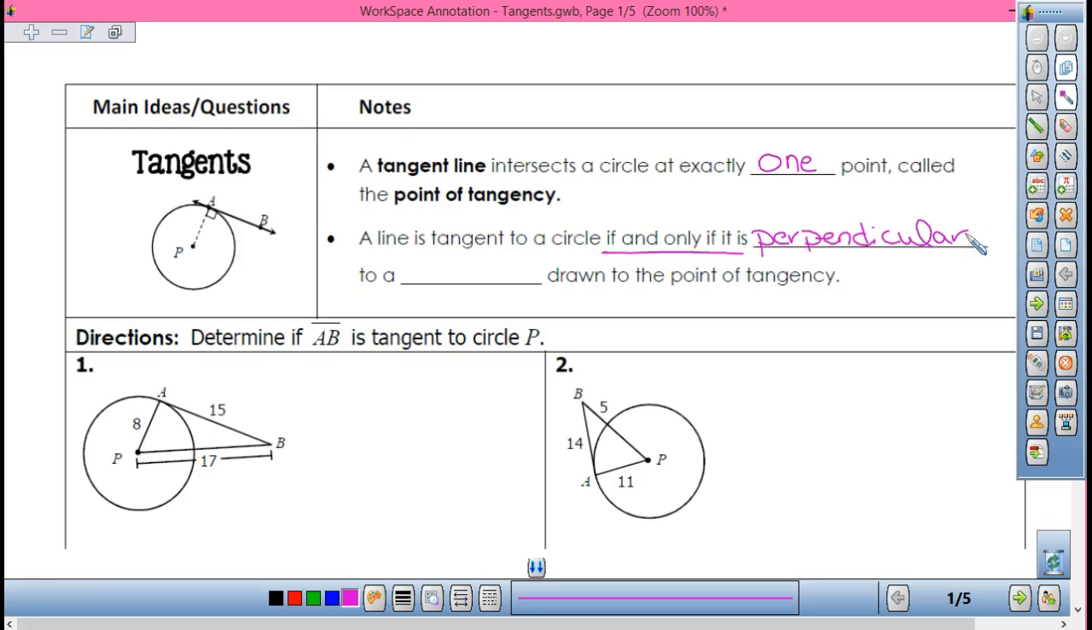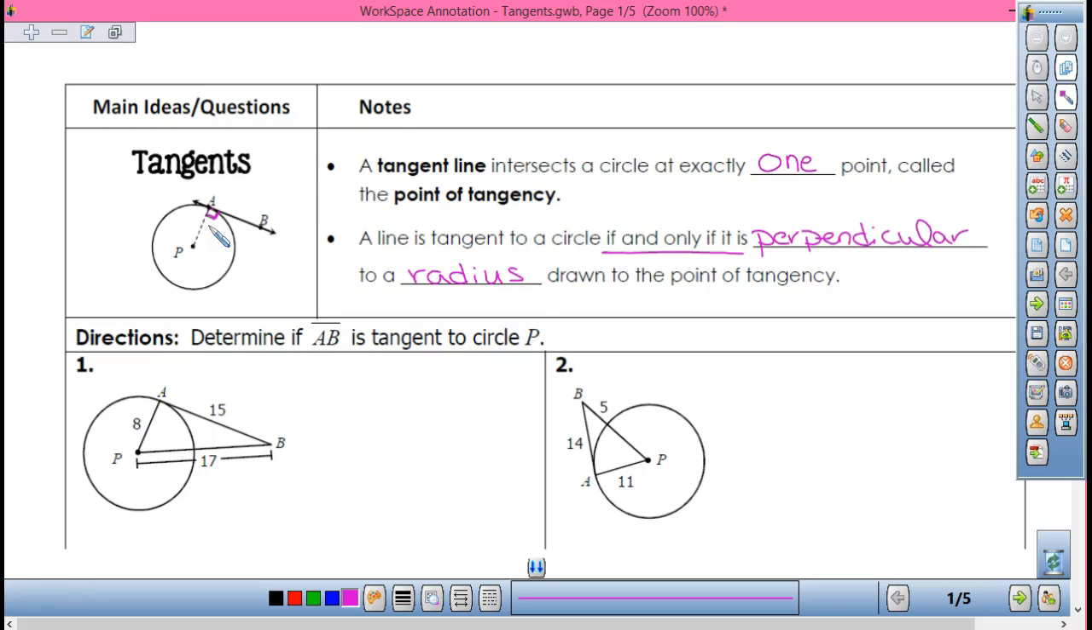Okay, so let's pause. Perpendicular means a what? Good, forms a 90-degree angle to a radius drawn to the point of tangency. Okay, so TA is the radius, right? Going to the point of tangency, it's only tangent if that makes a right angle.